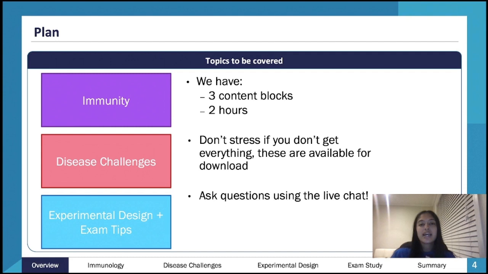In terms of the experimental design, again, schools may do experimental design in terms of your actual SAC at different times. However, it's so important to keep on revising this for your exam.